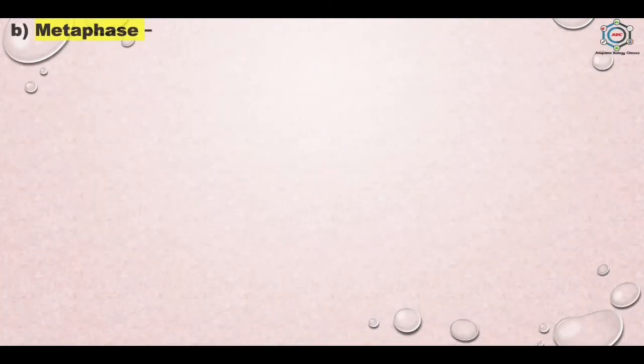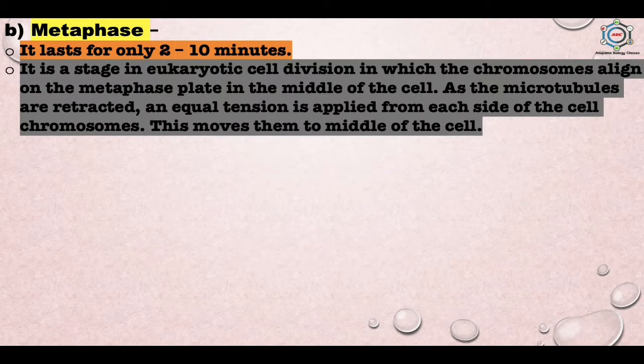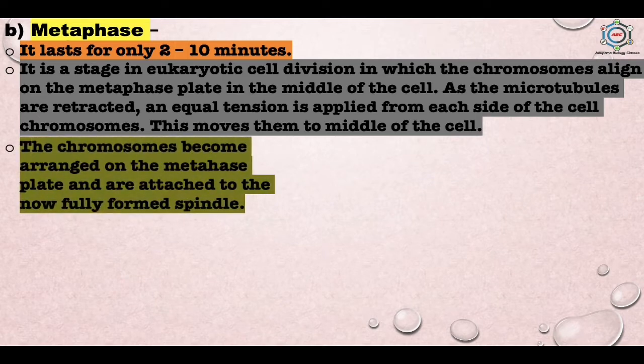Now, the second stage, that is the metaphase. It lasts for only 2 to 10 minutes. It is a stage in the eukaryotic cell division in which the chromosomes align on the metaphase plate in the middle of the cell. As the microtubules are retracted, an equal tension is applied from each side of the cell to the chromosomes. This moves them to the middle of the cell. The chromosomes become arranged on the metaphase plate and are attached to the now fully formed spindle.